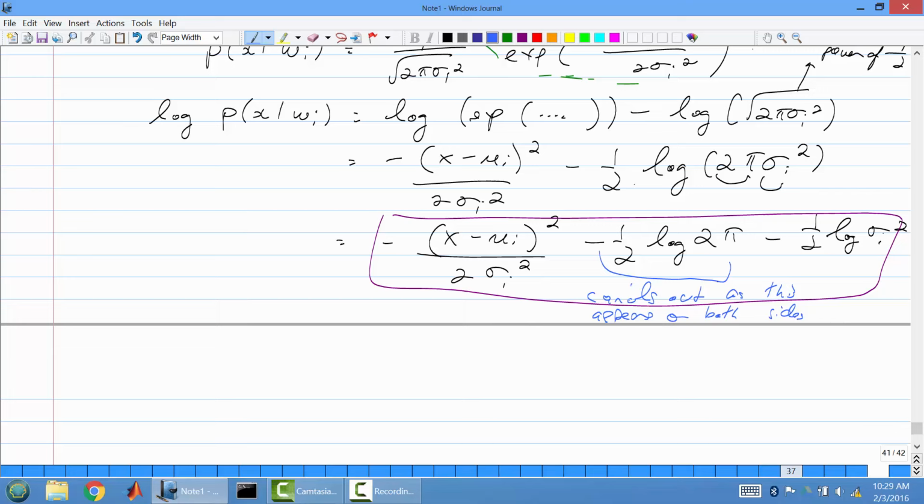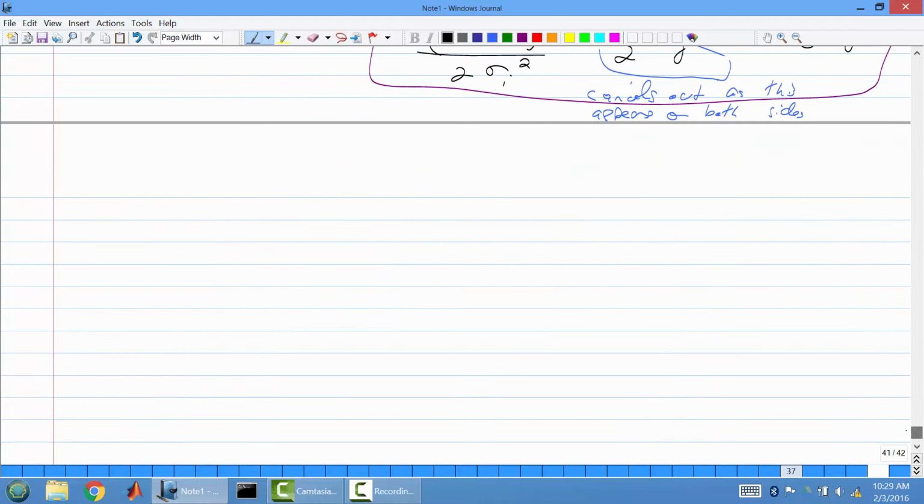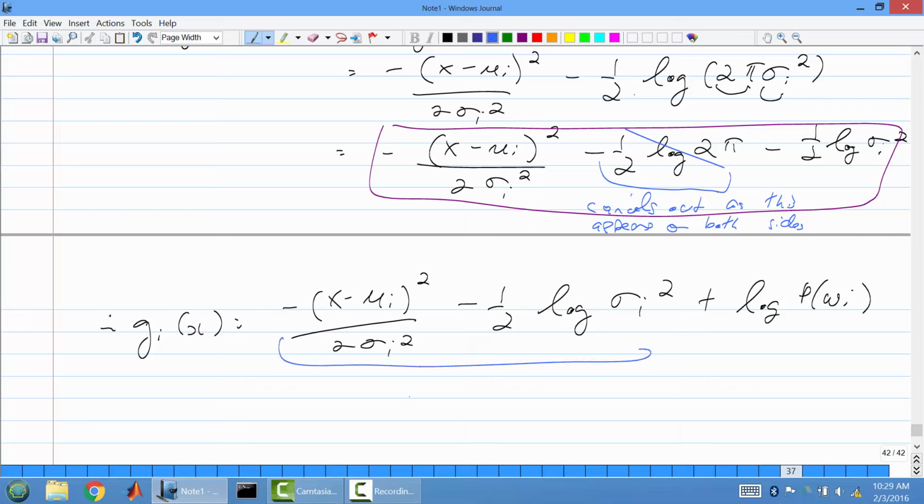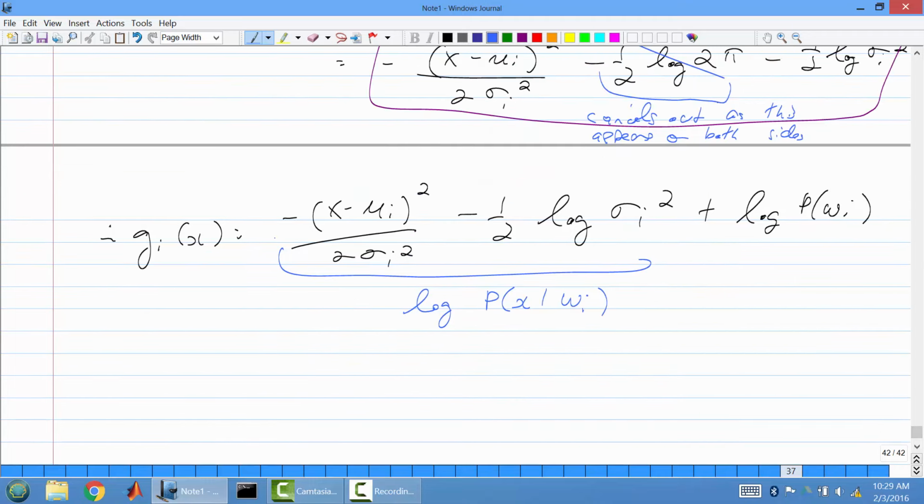Okay, so that's what's going to happen. So this cancels, and I'm left with this. So therefore, my discriminant function for one feature is minus, and then minus half, and then you have to add the log probability as well. So this term here is the log of p of x, well, probably x given the class. That would be the discriminant function here.